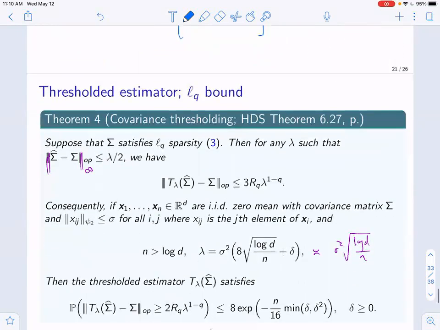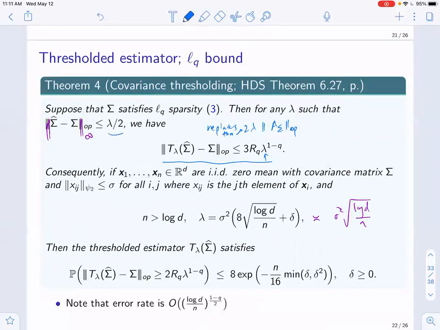In that case, you show a similar bound: if sigma hat minus sigma in operator norm is less than lambda over 2, then this operator norm bound holds, and this replaces the 2 lambda times the operator norm of the adjacency matrix that we had. Then you just replace lambda with the bound that you have on this, which is of this order.